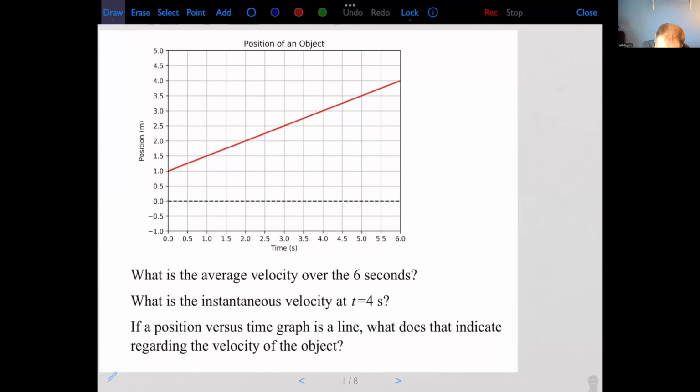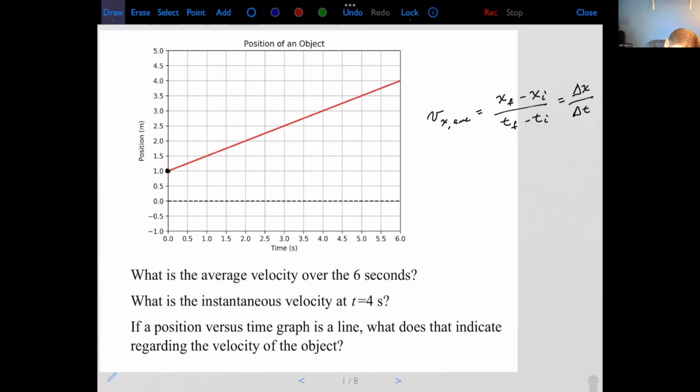So remember, the definition of average velocity, I'll write it as Vx_av, is the final position in the x direction minus the initial position, divided by the final time minus the initial time. Or we could write that as delta x, the change in position, which is displacement, divided by change in time.